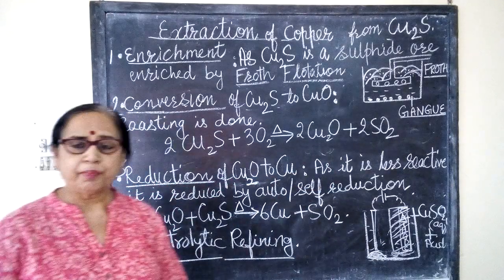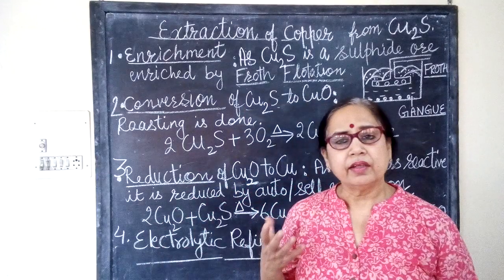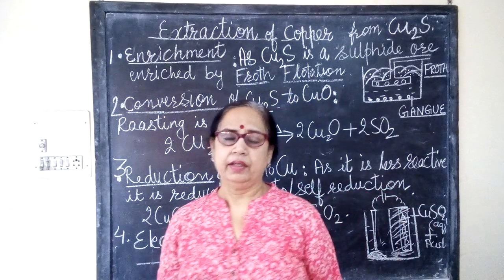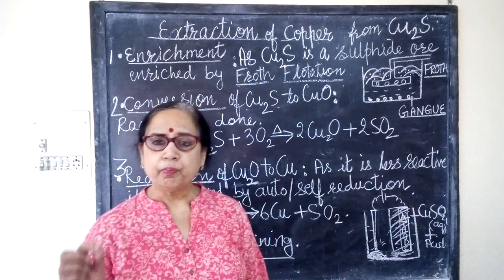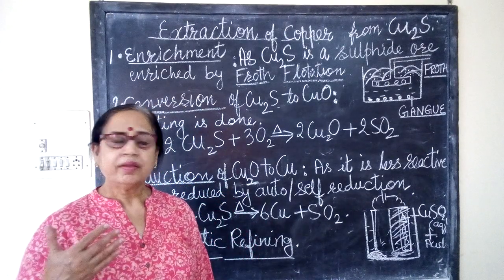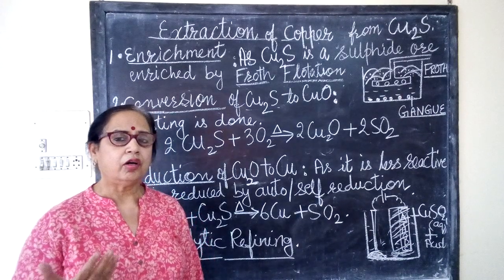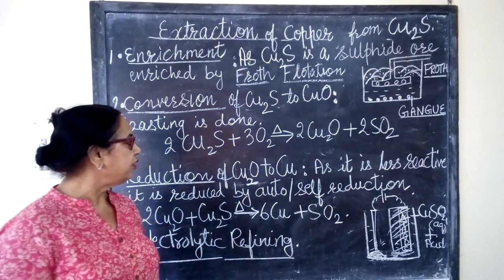Now the next step is to convert this copper oxide to copper. That is reduction of copper oxide. As you know, copper is a less reactive metal, so copper oxide is reduced to copper by the process of self-reduction or auto-reduction. Now how is this done?